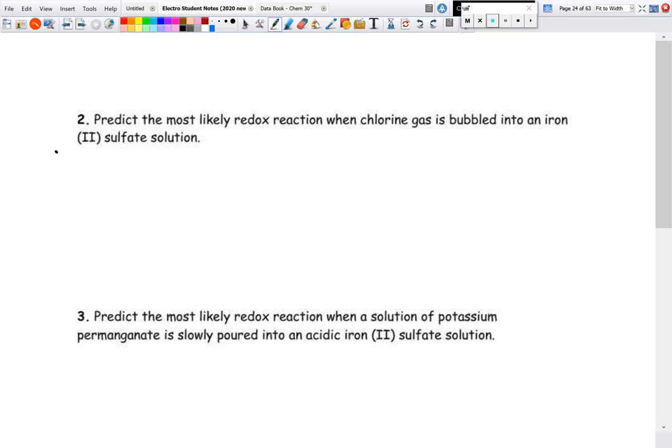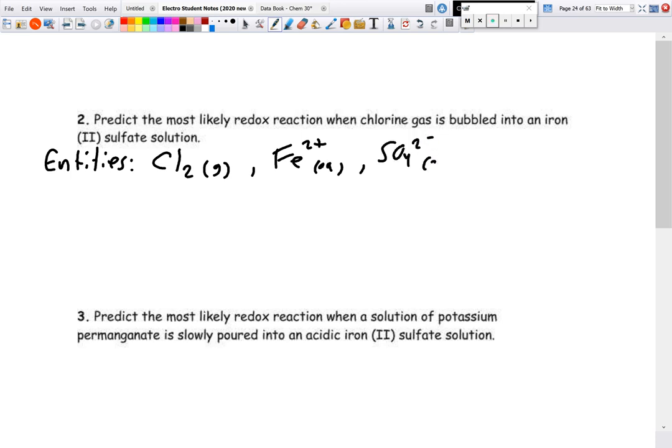So our entities, we're going to list those first. So we have chlorine gas. Chlorine is an elemental diatomic, so Cl2. It's bubbled into an iron 2 sulfate solution. So same thing, a solution means that the iron 2 sulfate completely dissociates, where you have Fe2 plus. Sulfate is SO4 2 minus. In solution, we've got H2O.